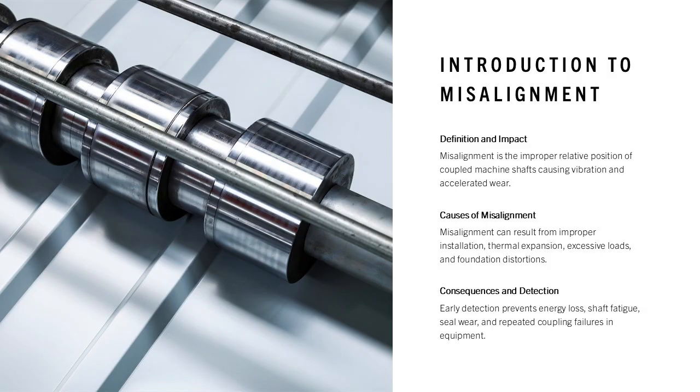The introduction provides a conceptual overview of why misalignment occurs and how it interacts with machine components. Improper installation, thermal expansion, excessive load conditions, and foundation distortions all contribute to misalignment. Understanding misalignment requires examining the relationship between shaft motion, bearing load distribution, and transmitted forces during rotation. Identifying misalignment early prevents energy loss, shaft bending fatigue, seal wear, and repeated coupling failures. This section introduces the three fundamental misalignment categories and sets the stage for deeper analysis in upcoming slides.